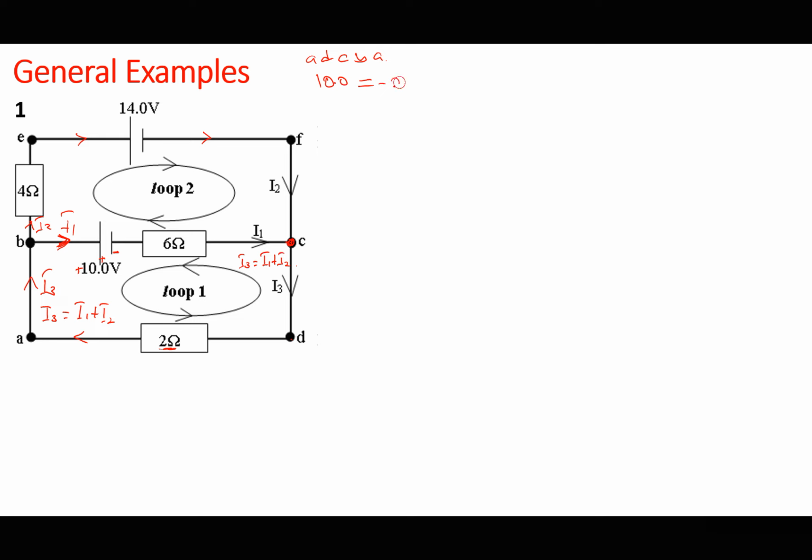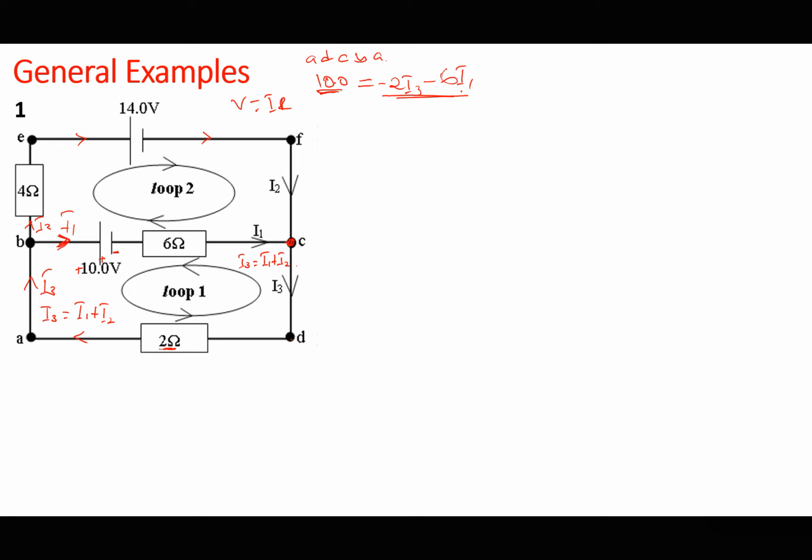So this would be negative 2 times I3. Remember, the PD V is equal to I times R. Then, in moving from C to B, I'm moving in the opposite direction to the current which goes through 6 ohms, which is I1. So this PD is still going to be negative. So this would be minus 6 I1. This is the sum of the EMFs, this will be the sum of the PDs, and that will be one equation.